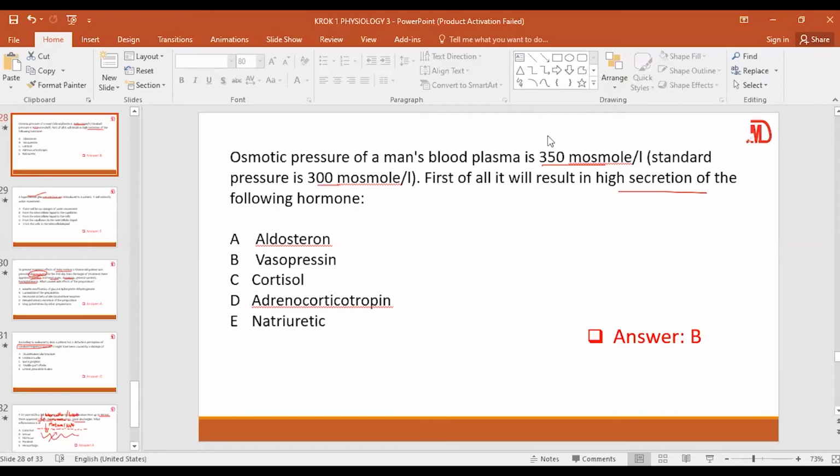So what will happen? If there is too much solute inside the vessel, it means that water will be retained. When I say water will be retained, water will not be allowed to flow out, because concentration in the vessel is high, like we discussed earlier on. So water will be drawn into itself. And the hormone that can also help make sure that water doesn't go out and will stay would be the vasopressin, or antidiuretic hormone.